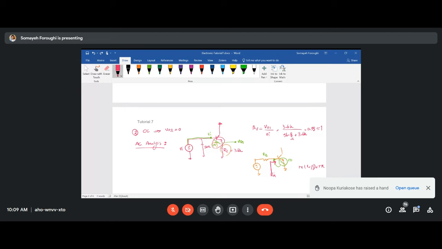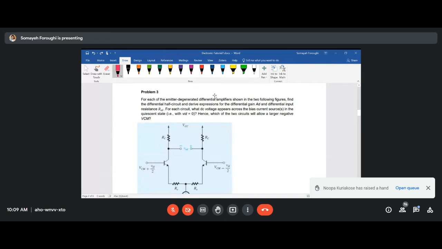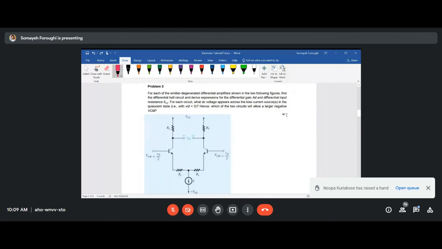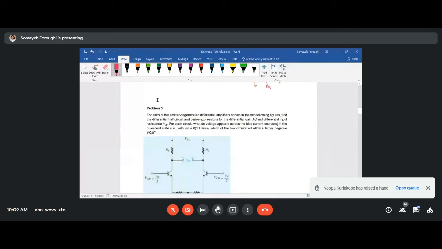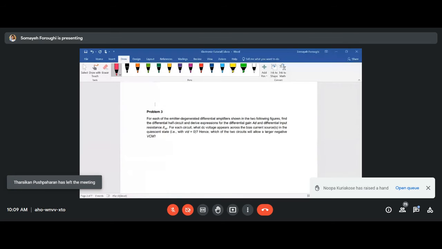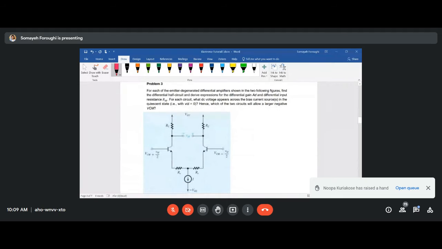Okay, so let's move on to the next question. We have so many more questions to go. So listen, this is one more important type of question which you may face in your midterm exam. So in this question, it says for each emitter degenerated differential amplifier shown in the two following figures. So this is part A. Later on, you will have another part B.